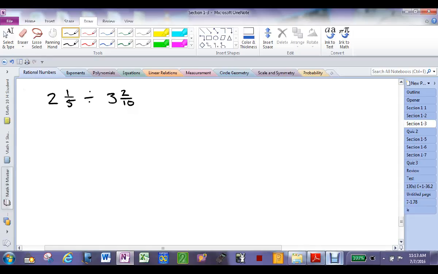What's the first thing you need to do? Why? Can't deal with the big numbers when we're dividing and multiplying. We have to do improper fraction.